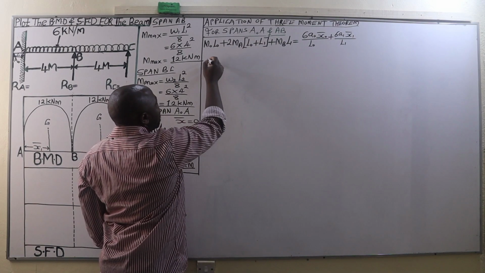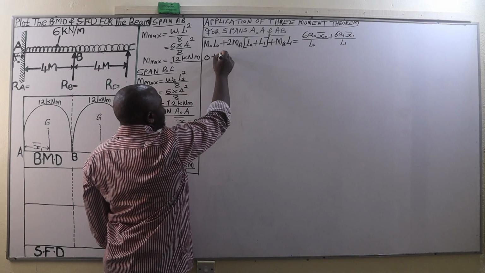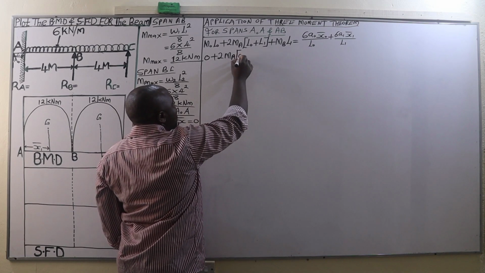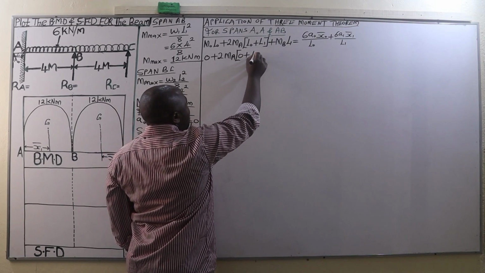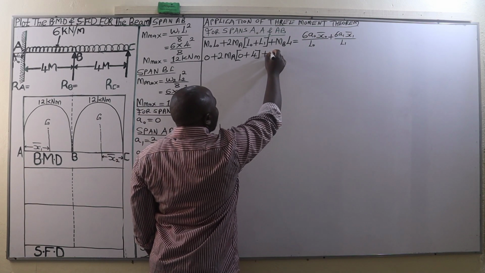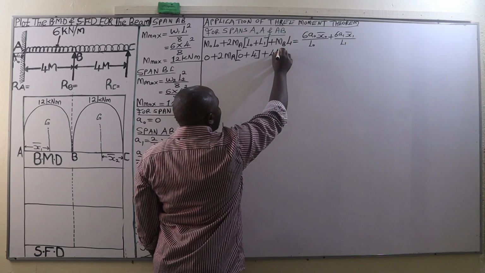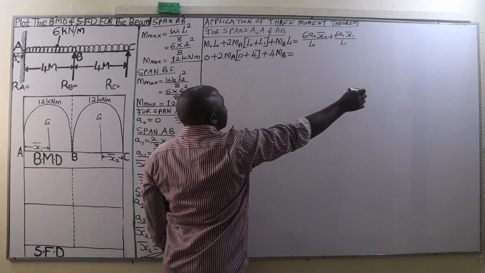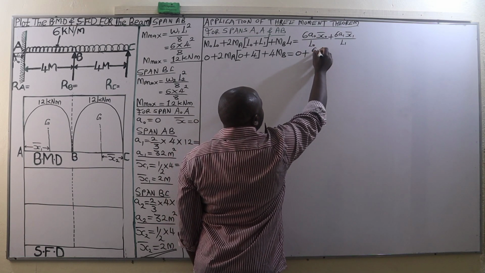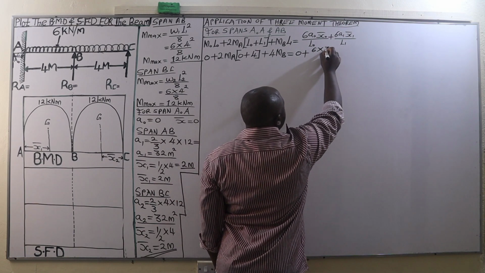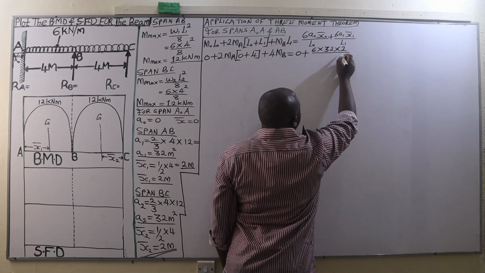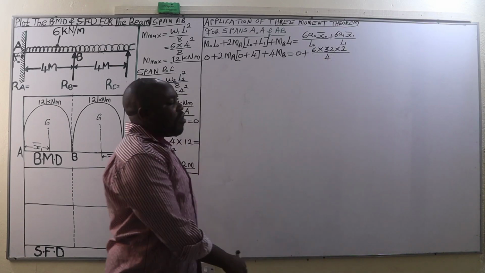Now M0 L0, that is 0, plus 2MA into L0 plus L1, that is 4 meters, plus MB L1, which is 4 meters. Therefore we are going to have 4MB. This is going to be equal to 0 plus 6 multiplied by A1, which is 32 square meters, multiplied by bar x1, which is 2 meters, divided by L1, which is 4 meters.